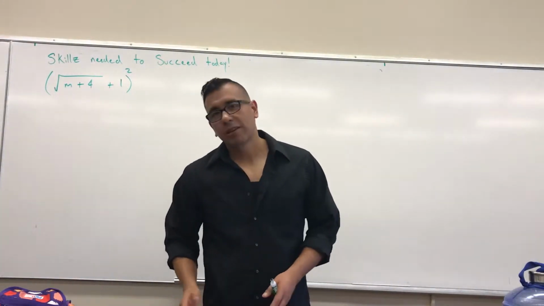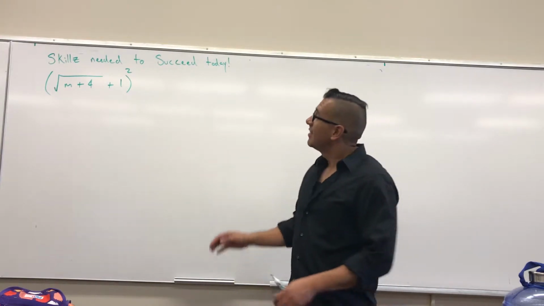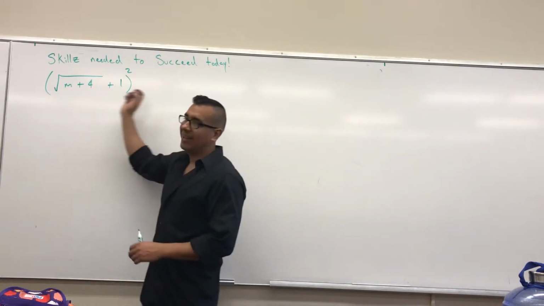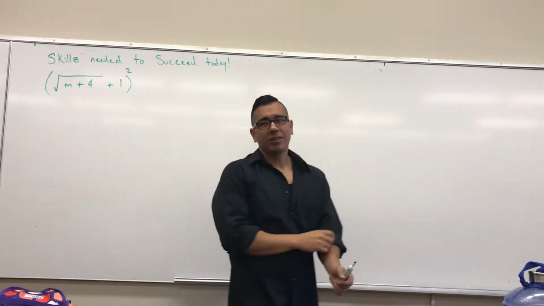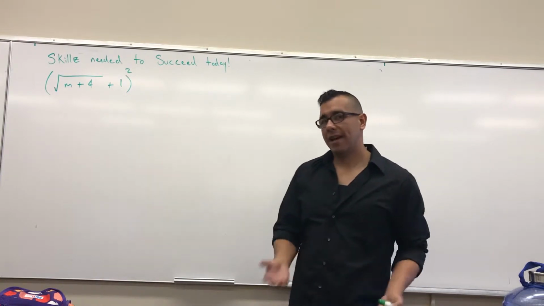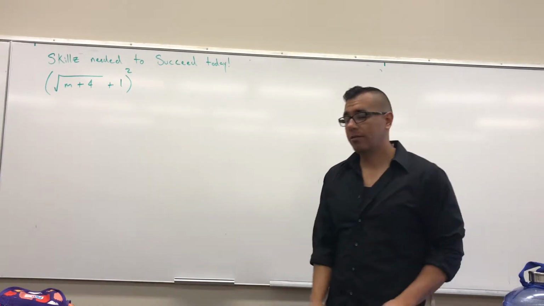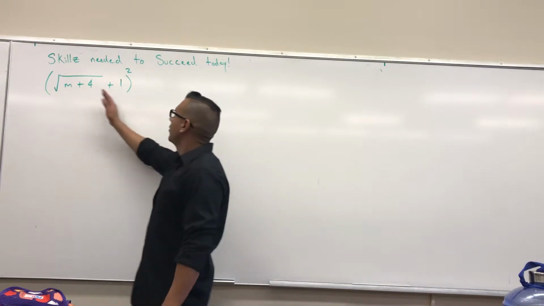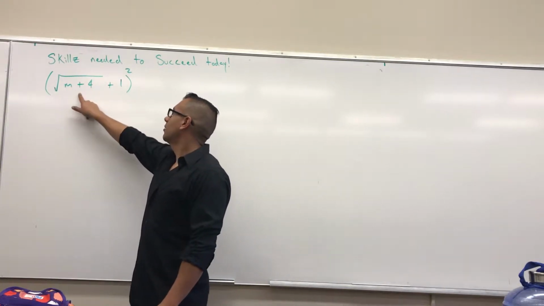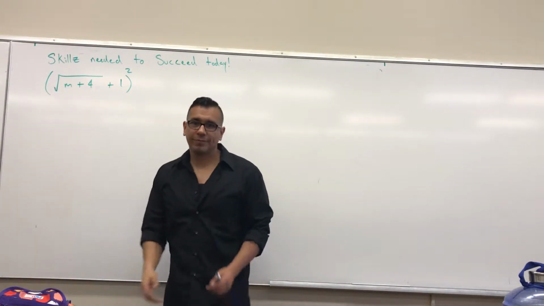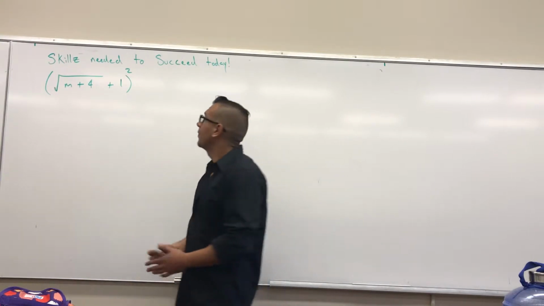We're going to take a look at the skills needed to succeed today. We're going to look at how to multiply, how to FOIL a binomial here, but one of these terms is a radical. So let's take a look here.